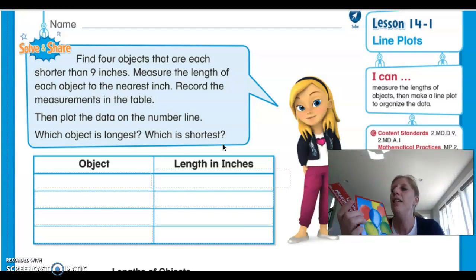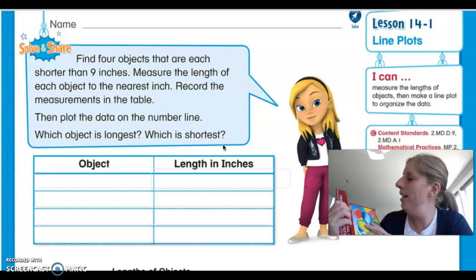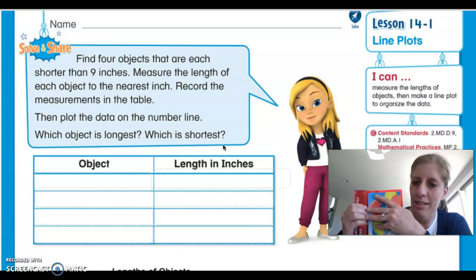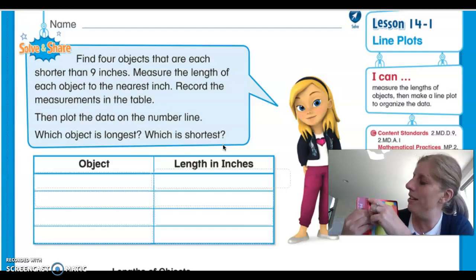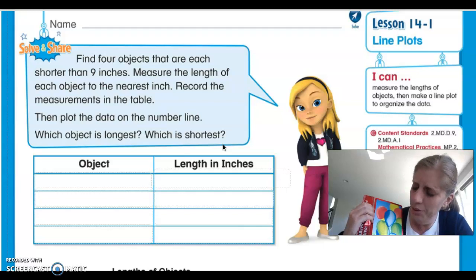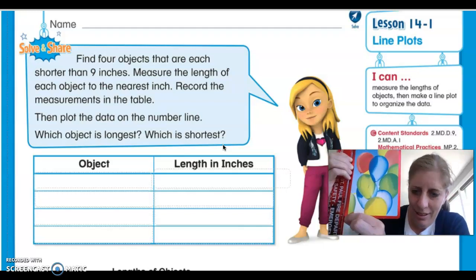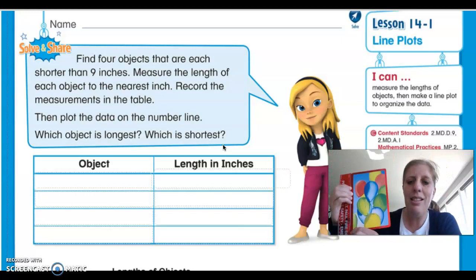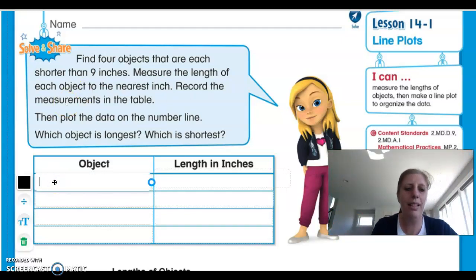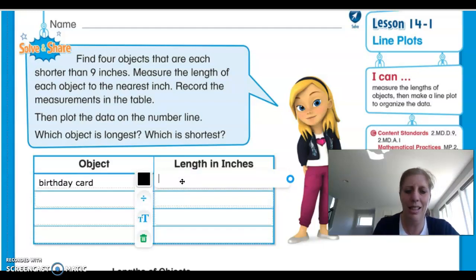Okay, a birthday card. What I do is put one end right here on this top line. That is where the 0 would be. This ruler doesn't have a 0. And then it goes down. It's like 2 little lines after the 7. So I'm going to say it's 7 inches. On my table here, I'm going to write birthday card, and the length is 7 inches.